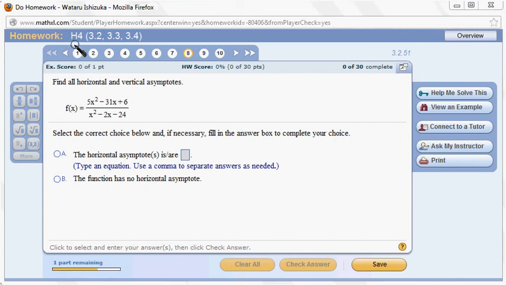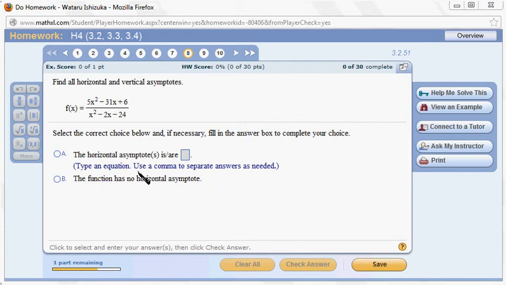Okay, let's look at homework number 4, problem number 8. We want to find all horizontal and vertical asymptotes of this rational function. First we want to find the horizontal asymptote, so let's do that.